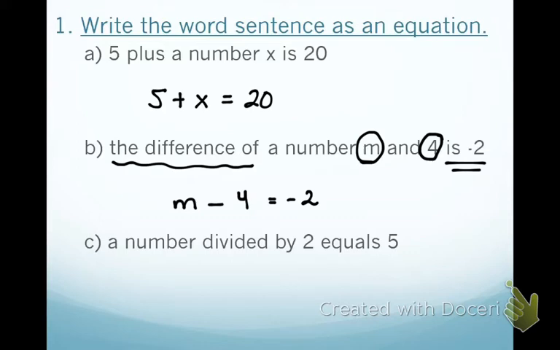And the final one here for the word sentence, it says a number divided by 2. Now remember in our class, I actually don't want us using this little symbol. What do we use when we see divided by? A fraction bar. So let's write the fraction bar. It says a number. Whenever it says a number, remember the bottom of our paper told us we're going to just put a variable. Let's just use an x. X divided by 2, and then it says equals 5. We'll simply write equals 5. Does everybody understand how to write word sentences as equations? Okay.